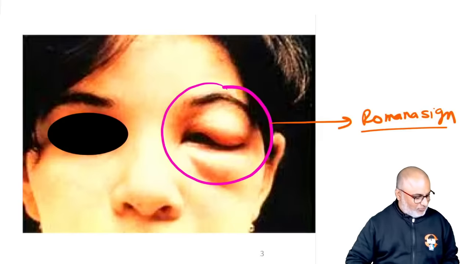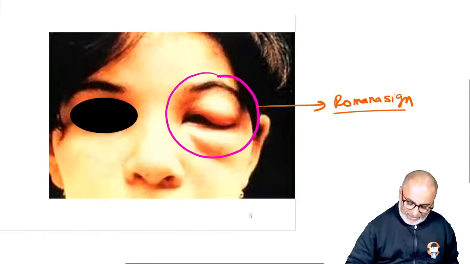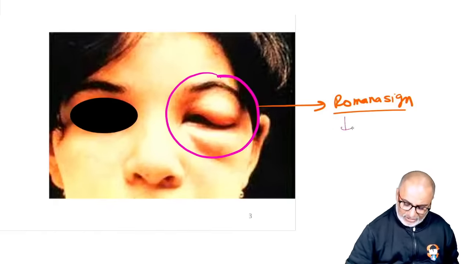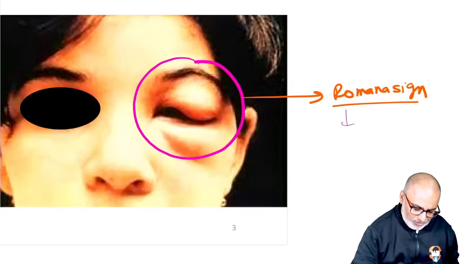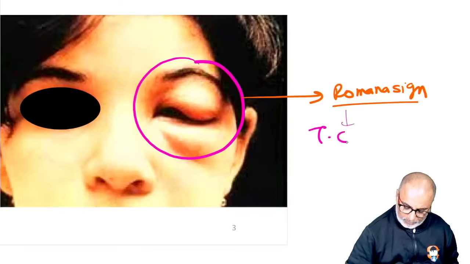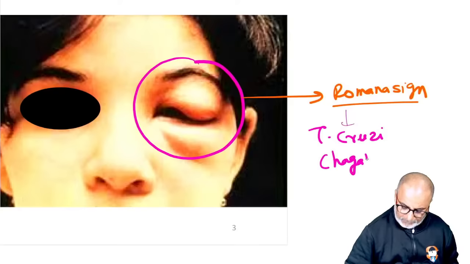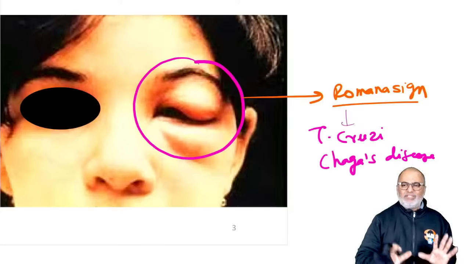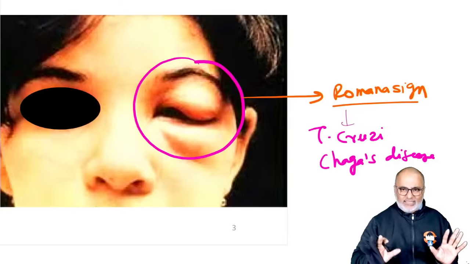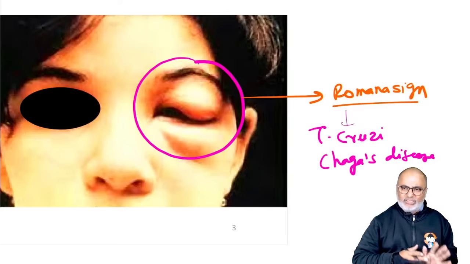Romana sign. Very good. Anushka beautifully answered. Romana sign, you can see in Chagas disease. It's due to Trypanosoma cruzi. After seeing the picture, you remember these 3 points. Romana sign it is. It's seen in Trypanosoma cruzi, Chagas disease.